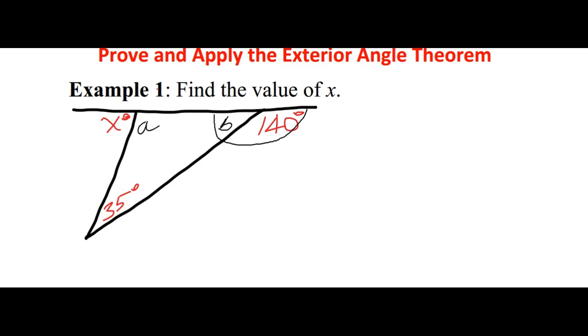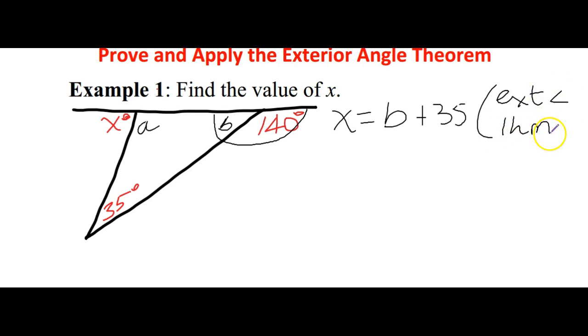So let's write it down. So x is going to equal angle B plus 35. So that is the exterior angle theorem. Okay, but we don't know what B is, so we have to find it.